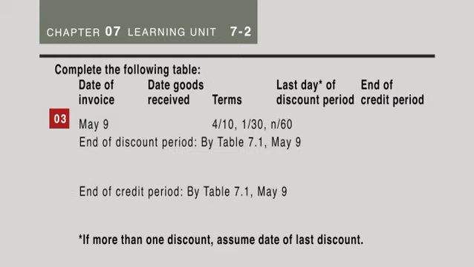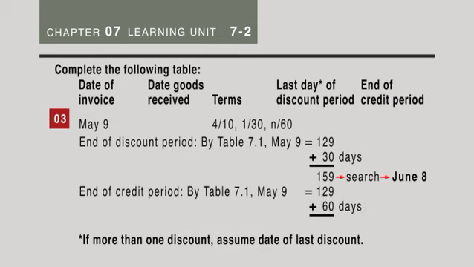In number 3, keep in mind that we're using, based on the footnote, the last period for the discount. So the original date is May 9th. We have 30 days. And so we look in the table, under 159, it will become June 8th. The end of the credit period, you're starting out at 129, but we do have up to what? The last period of time is 60 days. So in this case, we're talking 189, search the table, and the end of the credit period is July 8th.